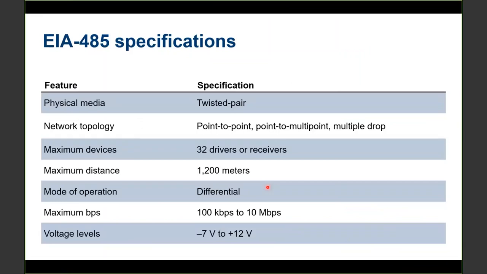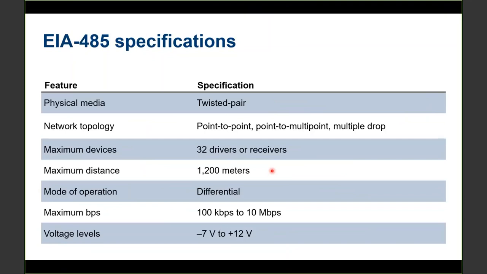Most of the time you'll see 485 used for one of two reasons. One of the reasons is that sometimes you just need to go a very long distance, longer than 232 comms can provide, so longer than that 50 feet or 15 meters. With 485, now you're talking 1,200 meters or up to 4,000 feet. That's almost a mile of distance that you can communicate with 485.